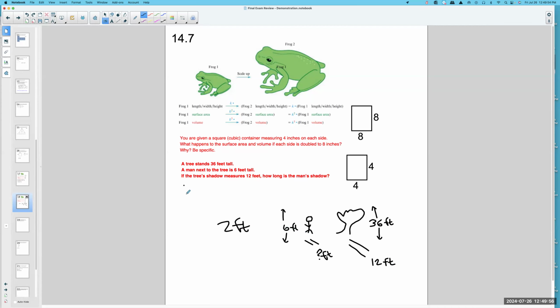Again, I could say the man's height compared to the tree's height has to be the same proportion as the man's shadow, which I don't know, to the tree shadow. And if I cross multiply, I get 72 divided by 36, I get 2 again. Or I could put 36 over 12 is the same as 6 over x and get my 3 or my 2 again. So you can do this in a variety of ways.